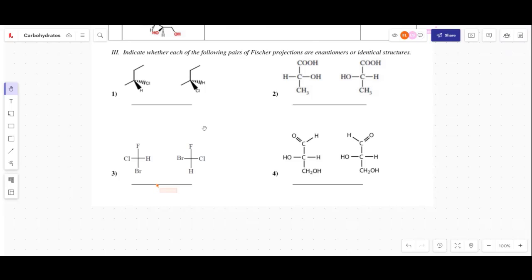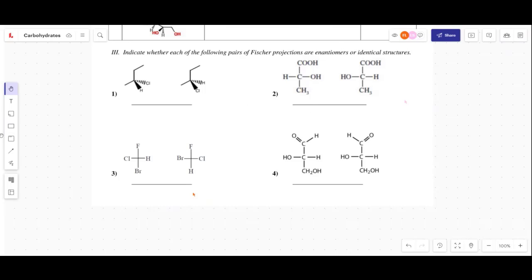I want to look over here, and Leanne, you can just come down, drag your screen down, the little hand. There you go. I want you to look at some of these Fischer projections, because the Fischer projections are how we can determine if some things are mirror images or not, or if they're the same compound.